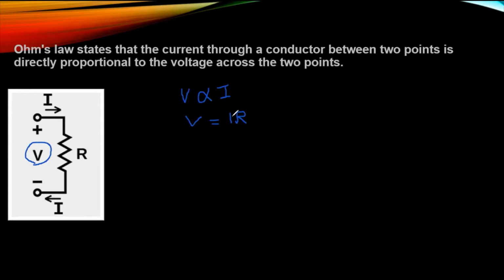So the current going through a circuit is proportional to the voltage across the circuit, and we are having a constant here, that is the resistance. This is a basic formula, a very important formula. With this formula we will be able to solve many numericals.